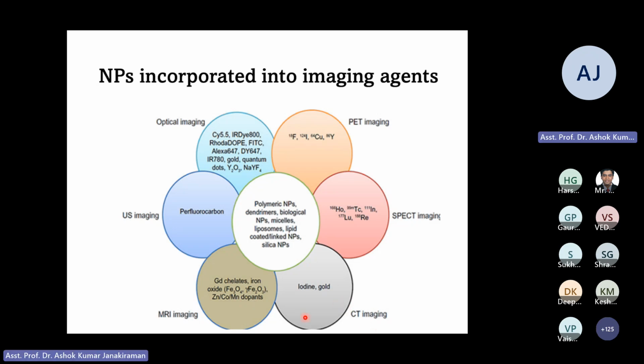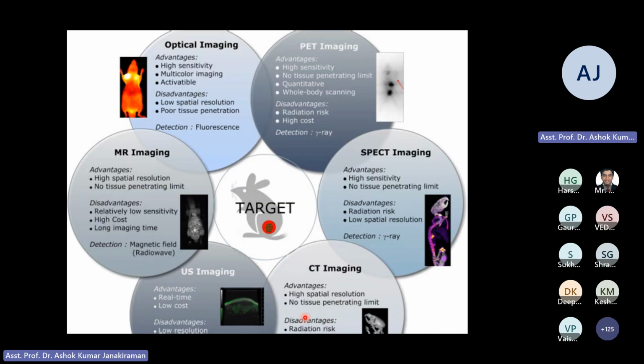Then use iodine. So these are all incorporated into the image. Cancer cell. So each kind of imaging has its own advantages and disadvantages. I'm not going to read those things.